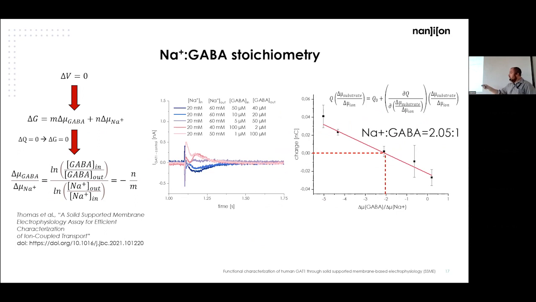Here I will spare you the physics, but basically what happens is that the charge can be seen as a function of the ratio of the chemical potentials of sodium and GABA. And most importantly, when the charge is 0, the delta G is 0. And so basically this ratio equals the stoichiometric ratio of the two substrates. So here I just played around with the concentrations in order to obtain specific chemical potential ratios.